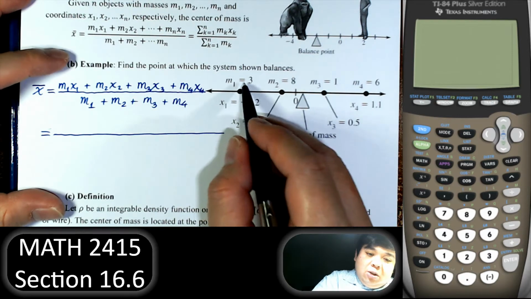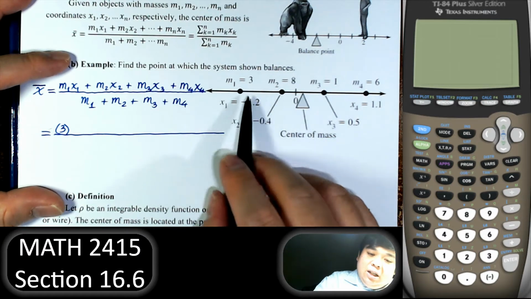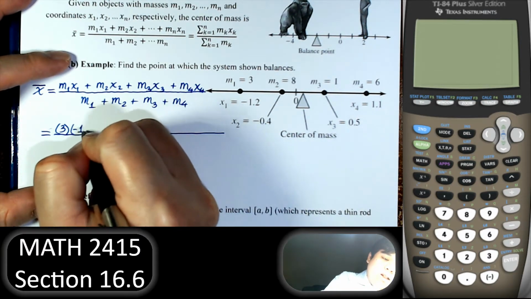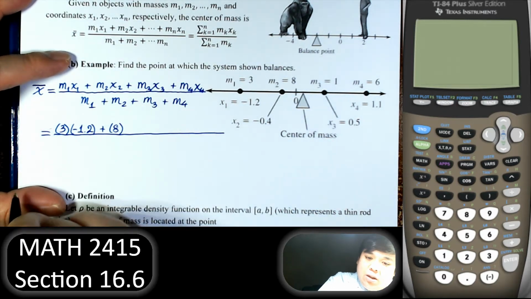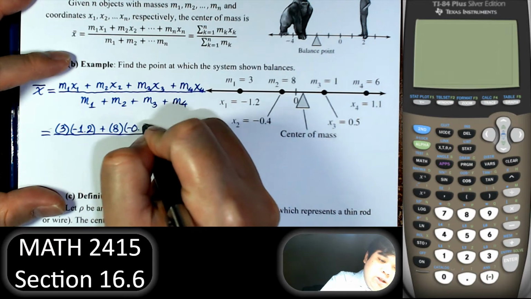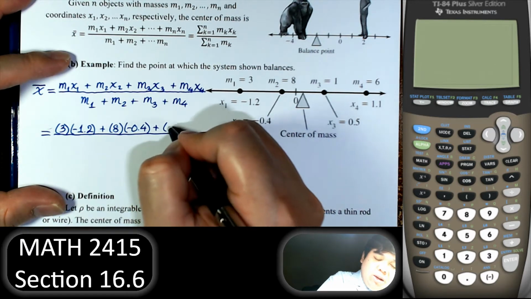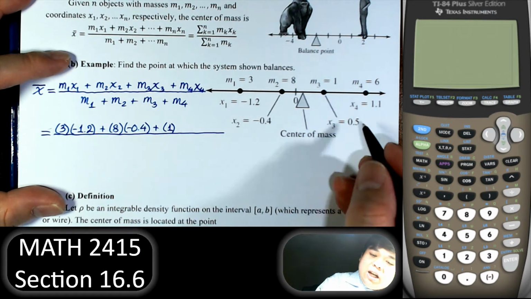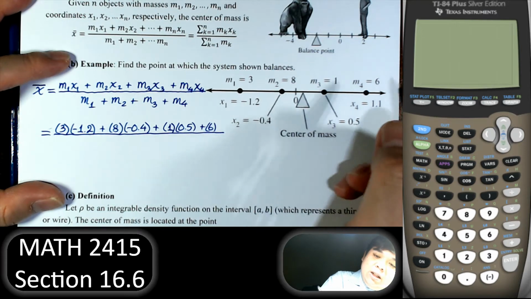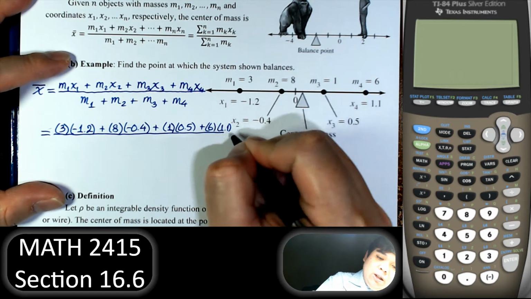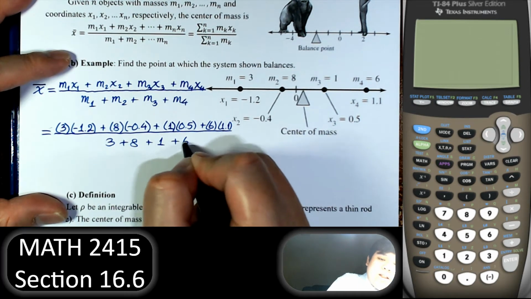So the total mass is, m1 is 3, the coordinate negative 1.2, mass 2 is 8 times negative 0.4, mass number 3 is 1 times 0.5, and then 6 times 1.1, over the total mass 3 plus 8 plus 1 plus 6.